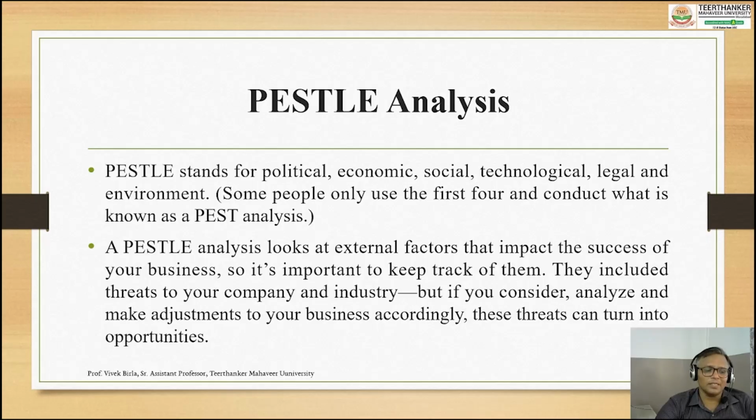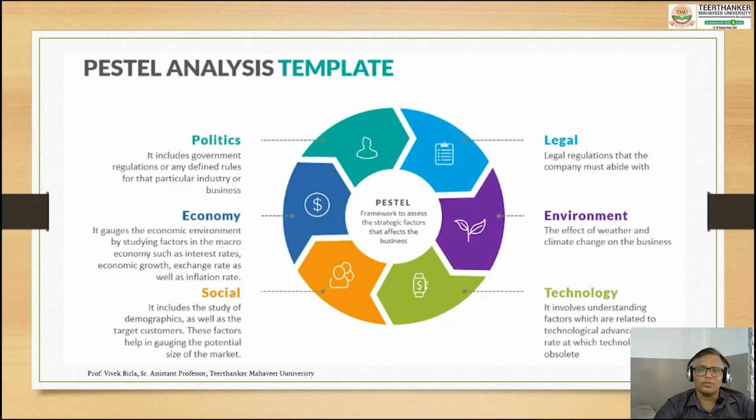Next is PEST analysis. PEST analysis represents the political, social, economic, technological, legal, and environmental factors. Sometimes it is also called PEST analysis, but PEST includes two to three things more. It even includes the legal and the technological scenario. PEST analysis looks at all those external factors that impact the success of a business, and it even focuses on all those threats which a company or the industry faces. Thus, this particular image is a simple template of how the PEST analysis is created.